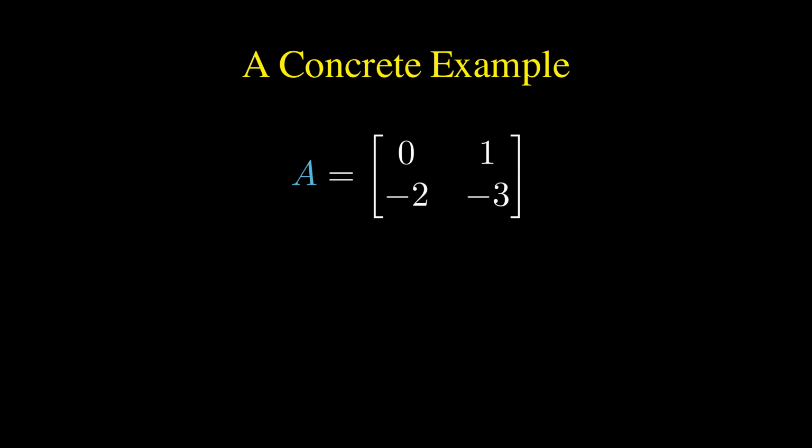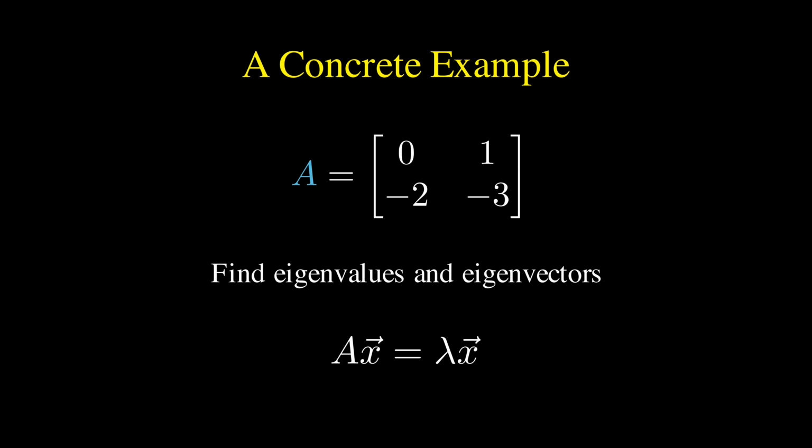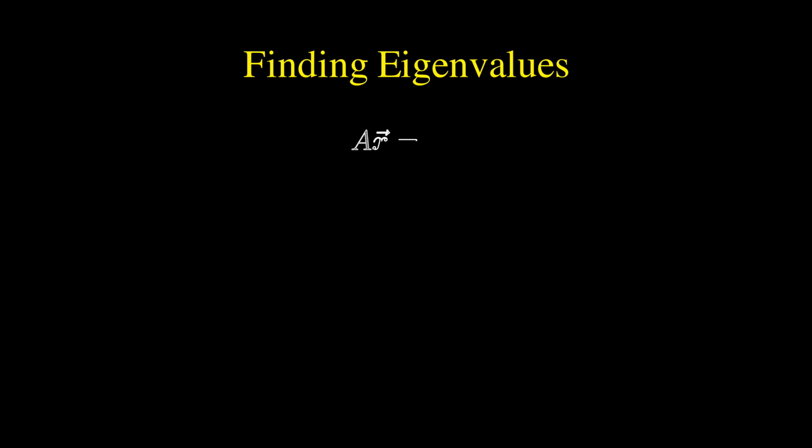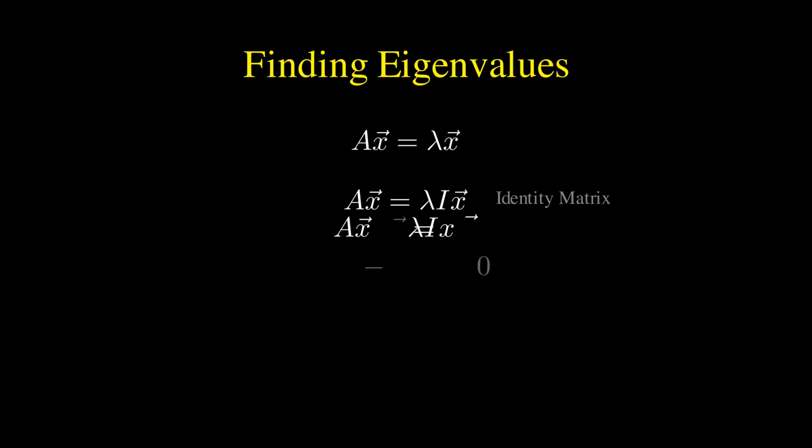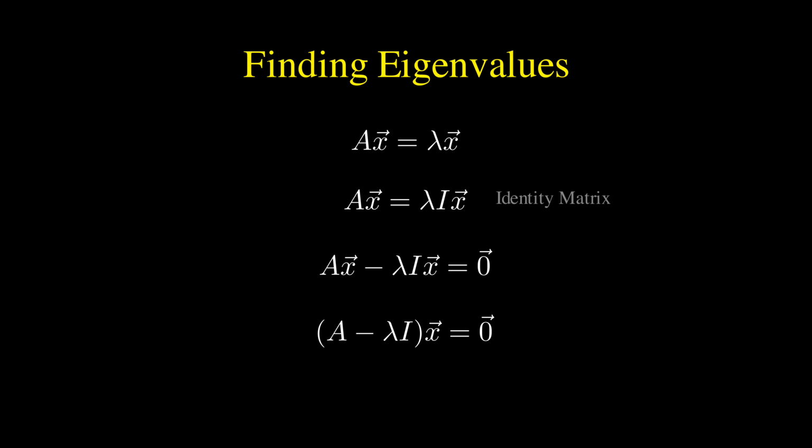Suppose we have a 2 by 2 matrix A with entries 0, 1, -2, and -3. We want to find the eigenvalues and eigenvectors for this matrix. We start by rearranging our definition equation. We can rewrite the right side using the identity matrix I, so it becomes lambda times I times x. Bringing everything to the left side, we get the quantity A minus lambda I all times vector x equals the 0 vector.